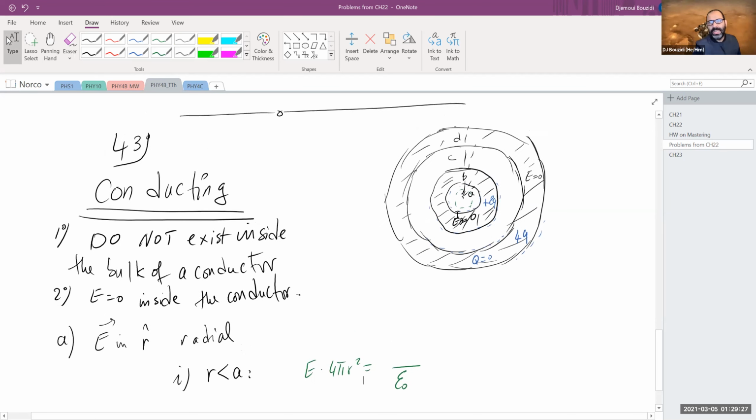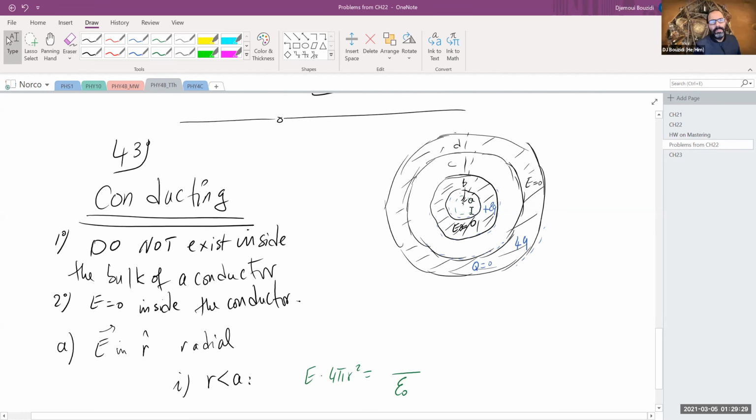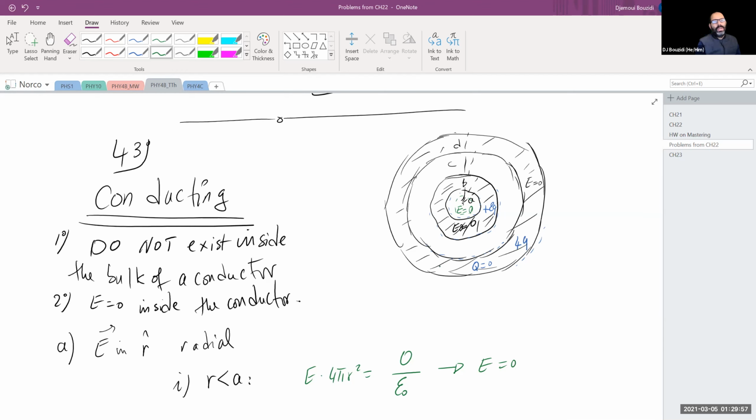How much charge do I have enclosed in this green surface? Is that 0? We don't have any charge. Very good. So that immediately makes the electric field equal to 0. So here E is 0. This is simple. We did not really do much calculation or integration whatsoever. All we did was use Gauss's law.